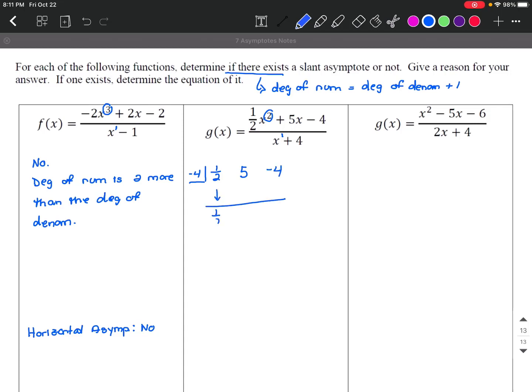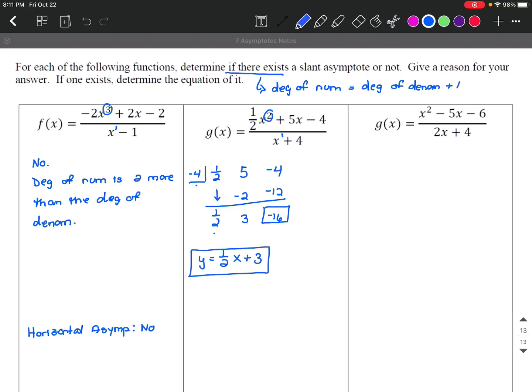Bring down the 1/2. Now we multiply. -4 times 1/2 is -2. Add them, I get 3. -4 times 3 is -12. Now, in all honesty, I don't even have to finish this up and say -16 because I don't care about the remainder. Once I get to the step before the remainder, I'm done.